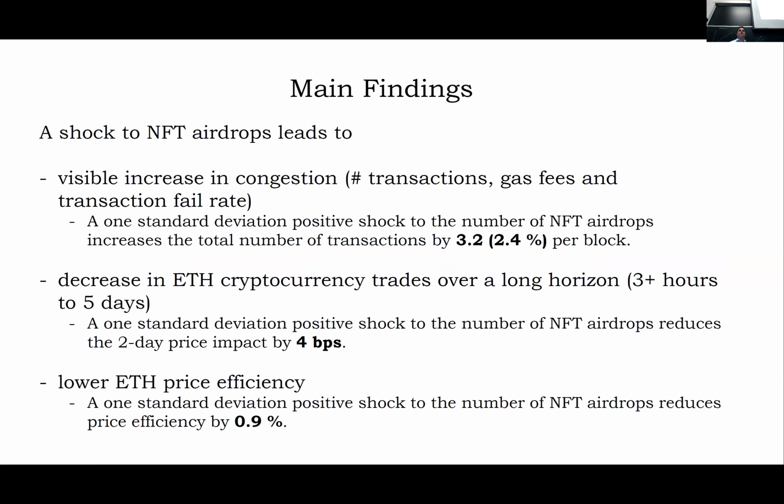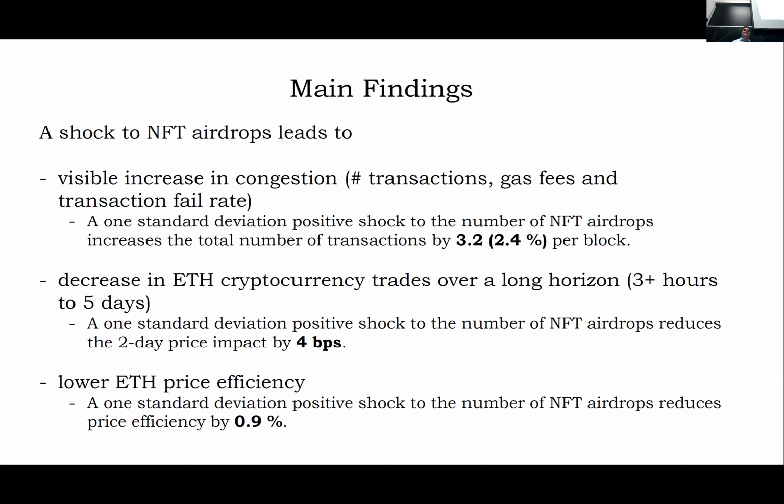What we find is that if you have a shock to the NFT airdrops, this leads to an increase in congestion. So you have more transactions, larger gas fees paid, and a larger transaction fail rate. Especially if you see a one standard deviation positive shock to the number of NFT airdrops, then the total number of transactions increases by 3.2 or 2.4% per block. So there is a significant effect of changes in NFT airdrops on total traffic, at least on the total number of transactions. We have similar results for the gas fee and transaction fail rate.